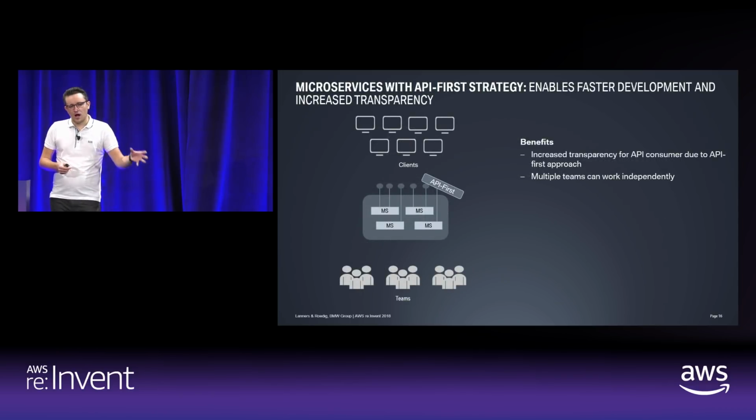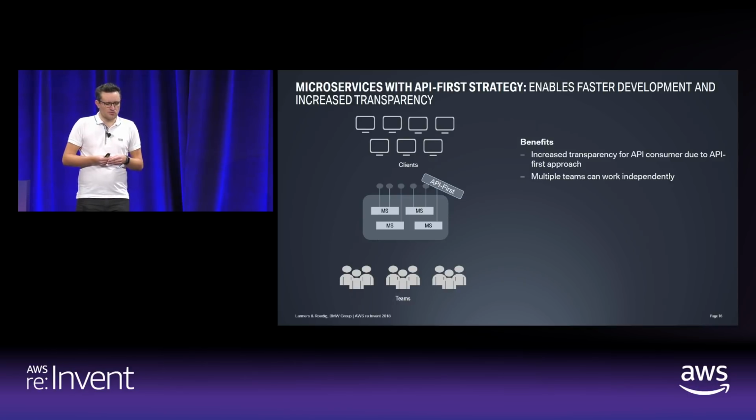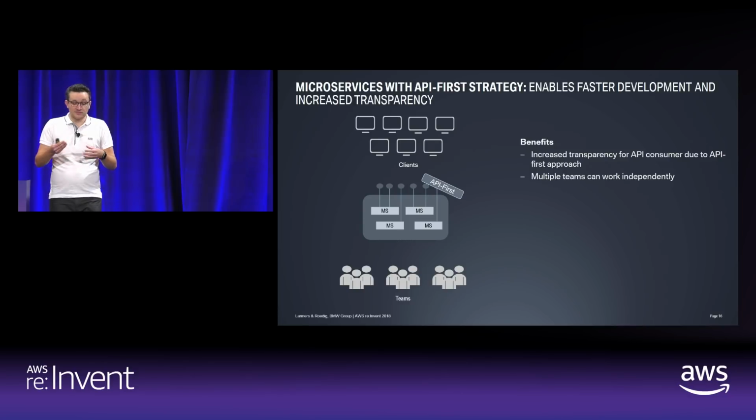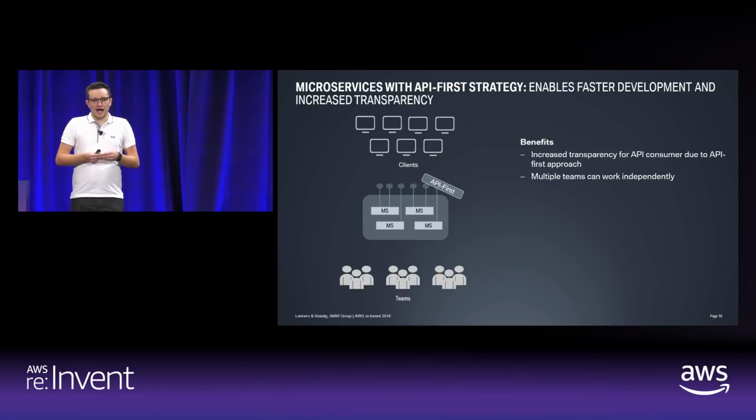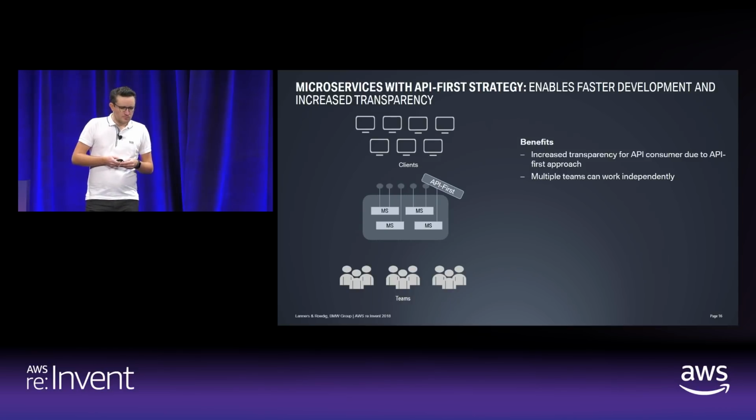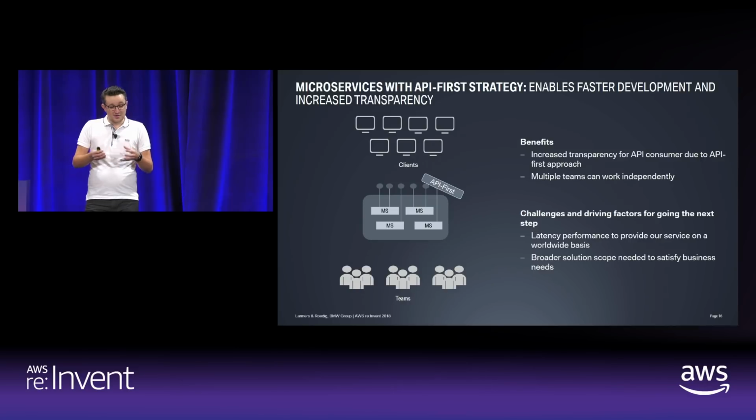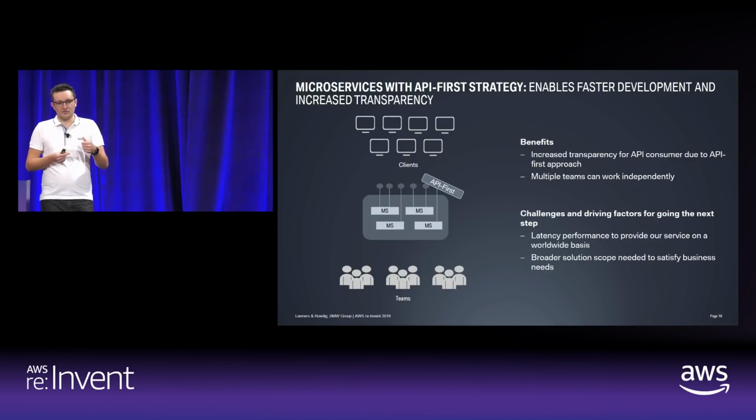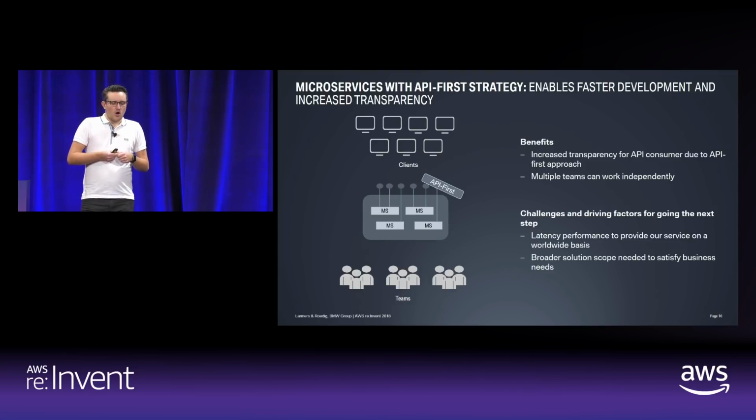At the same time as we broke up our monolithic system into microservices, we also introduced the concept of the API first approach. The API first approach gives us the opportunity to specify the API up front and to have the chance to see the actual implementation before they start. Also, having the microservices now and the platform becoming more and more complex, we had to think about the next step. So in a nutshell, the microservices helped us, but we had to think about the next step. For example, we had questions like, how can we provide our platform on a global basis with low latencies, or how can we get a broader solution scope to satisfy new business requirements?